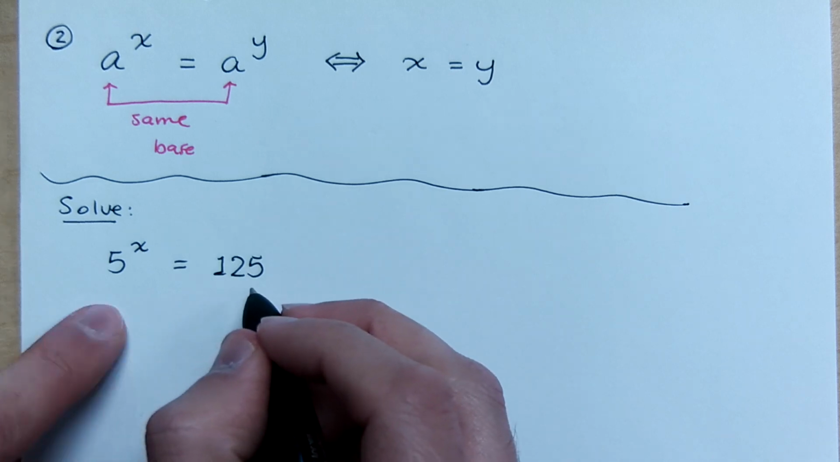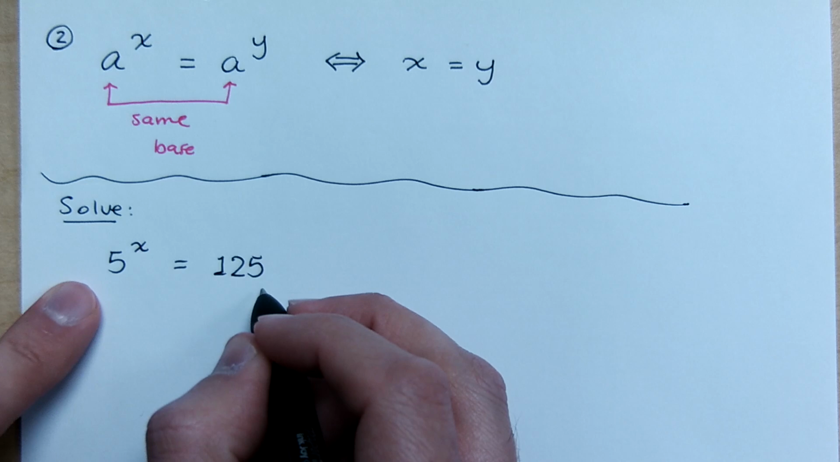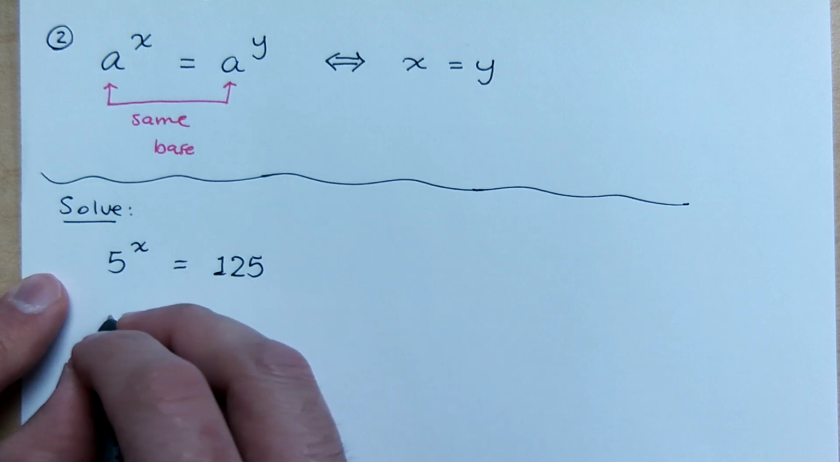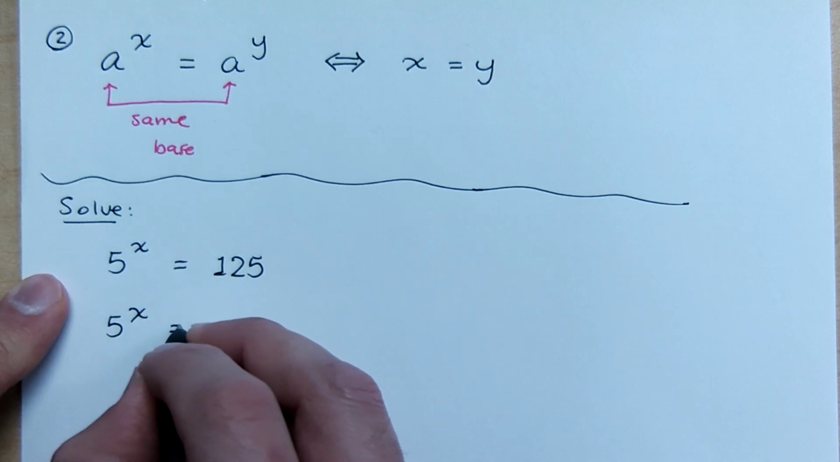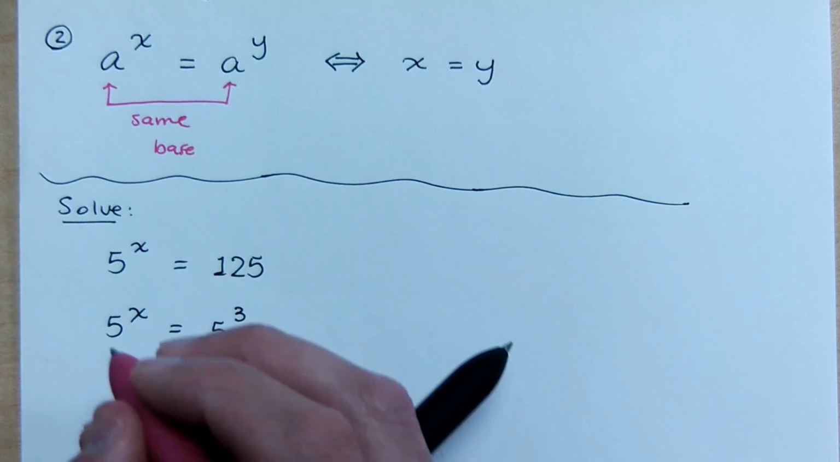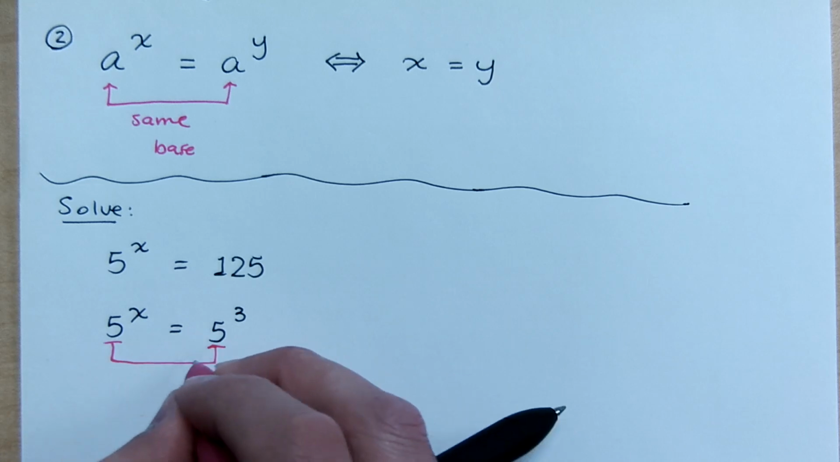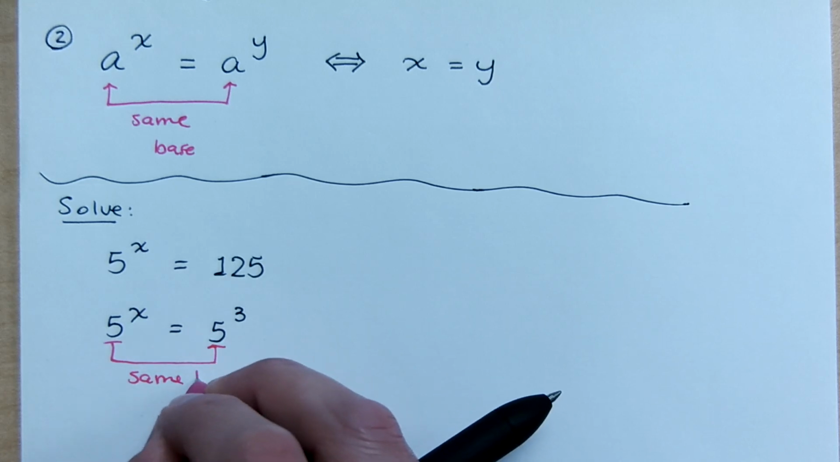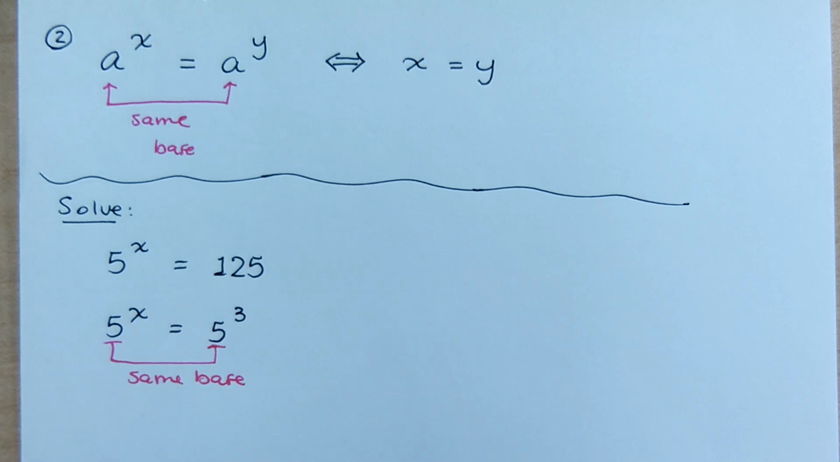So here, can you write these so they have the same base? Yes, because 125 is 5 to the what? It's 5 to the third. And since these guys have the same base, because we have this one-to-one function, the conclusion here is that the powers must also be the same. So x equals 3. Is that cool? That's right. Mind equals blown.